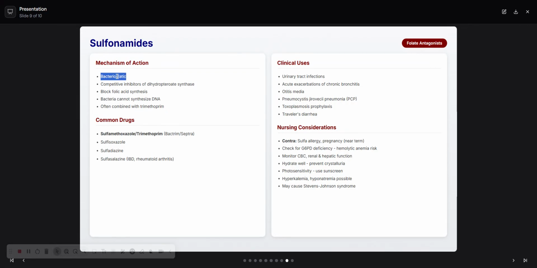Sulfonamides are bacteriostatic and they are sulfa. That's the root word for sulfonamides. And a big adverse reaction is photosensitivity. Your body becomes photosensitive when you're taking this drug.